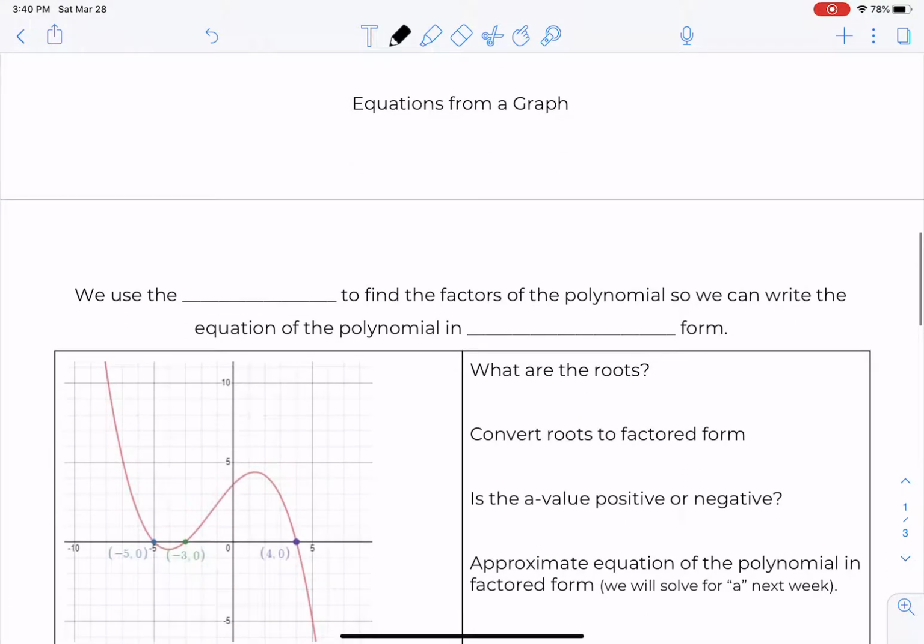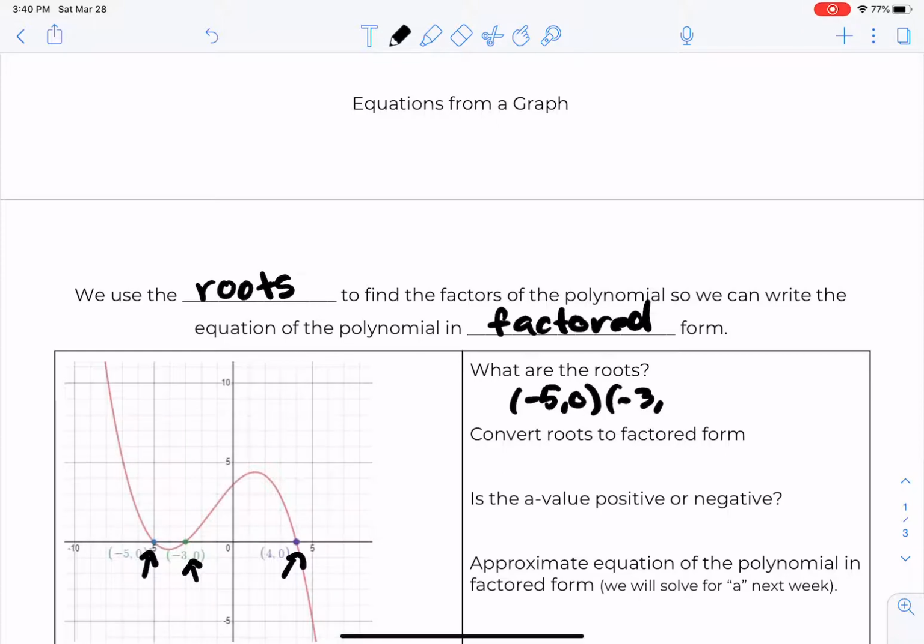Okay, so when we're doing equations from a graph, we're going to use the zeros to find the factors of the polynomial so that we can write the equation of the polynomial in factored form. So we're going to use the roots, or the zeros, or the x-intercepts to find the factors and write it in factored form. So what are the roots here? Well, we have negative 5, negative 3, and 4. So negative 5, 0, negative 3, 0, and 4, 0 are my roots.